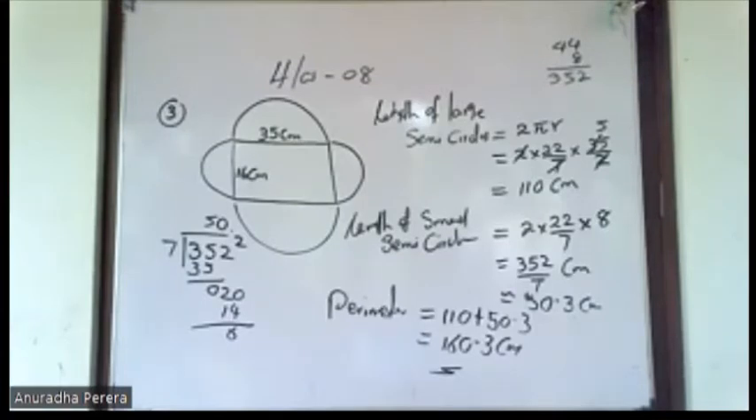Question number 5. Fifth question. Find the value accurate to one decimal place. The square root. Using the division method, we can determine it. 160.28 is correct. Yes.